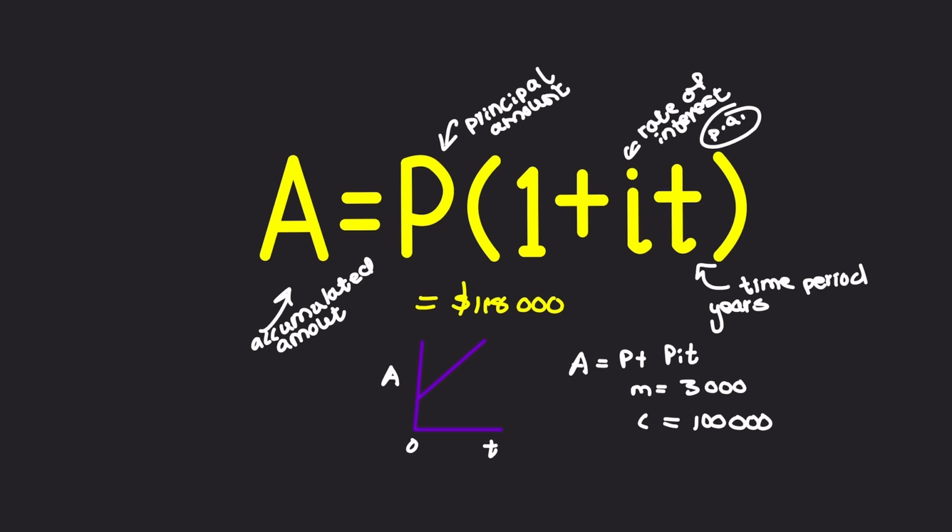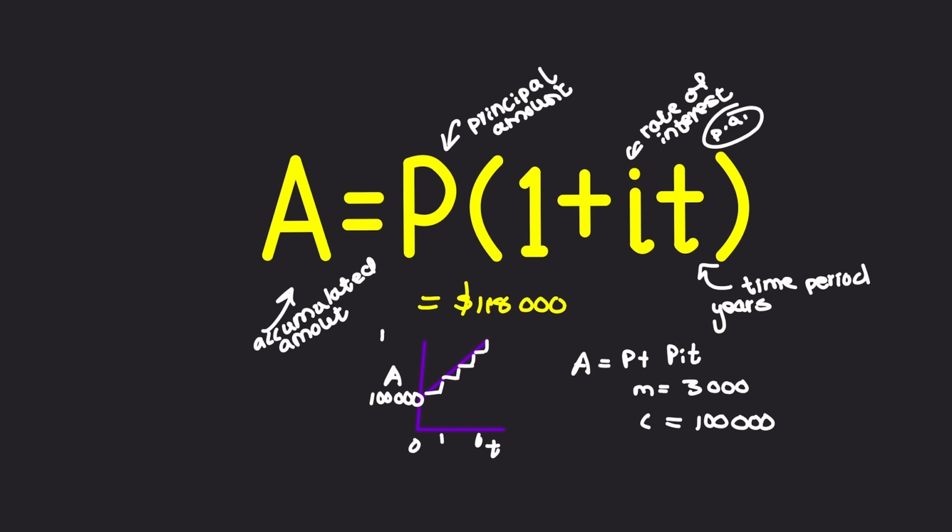So at time 0, how much do you have at the bank? Well, you have your constant, which is 100,000. And then your gradient is 3,000, so every year it increases by 3,000. And after 6 years, at time 6, you will have 118,000. How interesting is that? So that is how we can show the formula in a graphical way. But let's try and prove the formula. How do we now prove this formula?